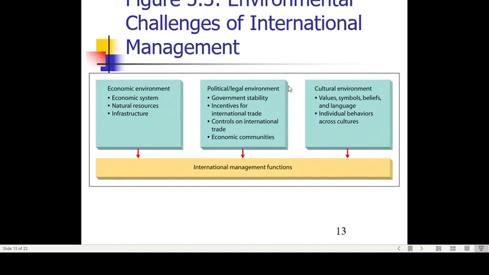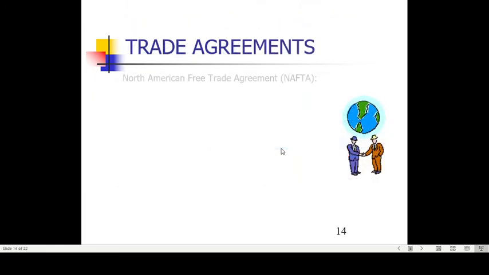For the political legal environment, the government stability, incentive for international trade. This includes tariff and taxes for business trade, control of international trade, and economic communities. And then for the last one, we have the cultural environment, which involves value, symbol, belief, language, and individual behavior across different cultures and minorities.